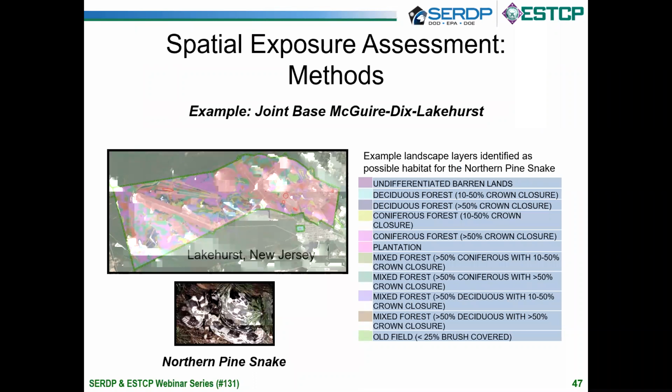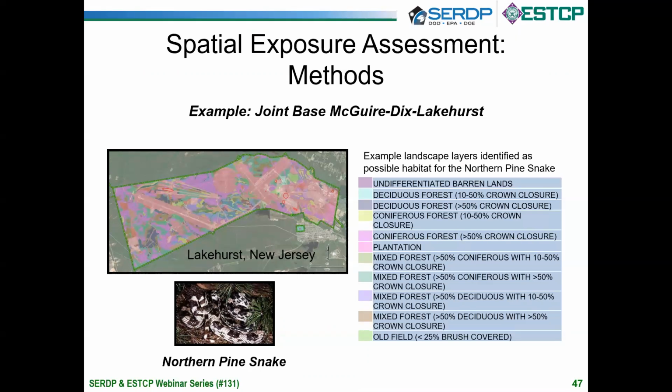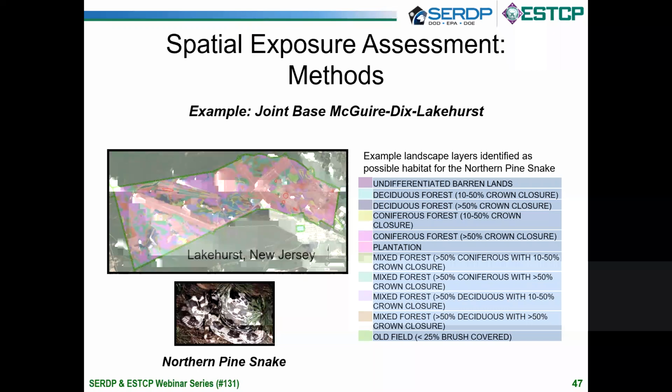So this is an example that I'm going to go through briefly using Lakehurst. This is a portion of the Joint Base McGuire-Dix-Lakehurst, which is a very large installation. And so we can only show Lakehurst here to get some definition of features. For example, we've taken the northern pine snake and done a literature search on the habitat requirements and its dietary preferences and where we expect to find this. And we then marry those habitat requirements with GIS landscape layers.